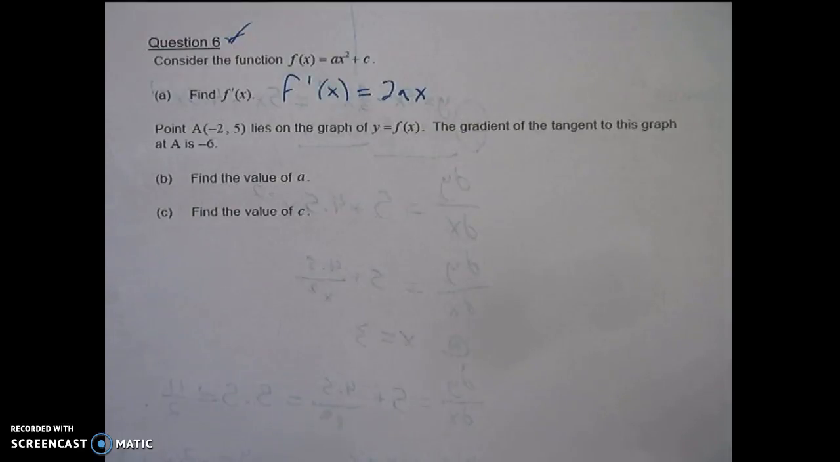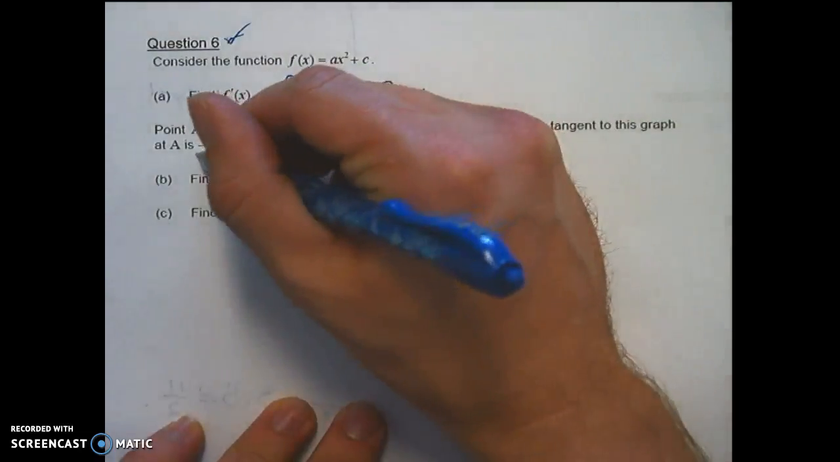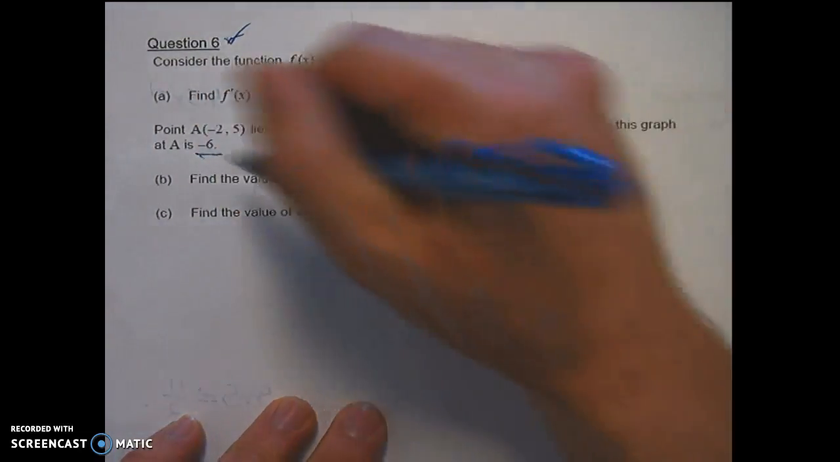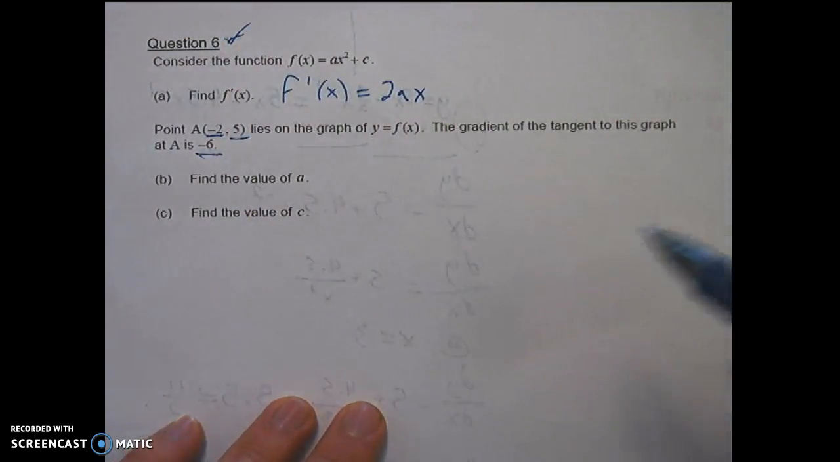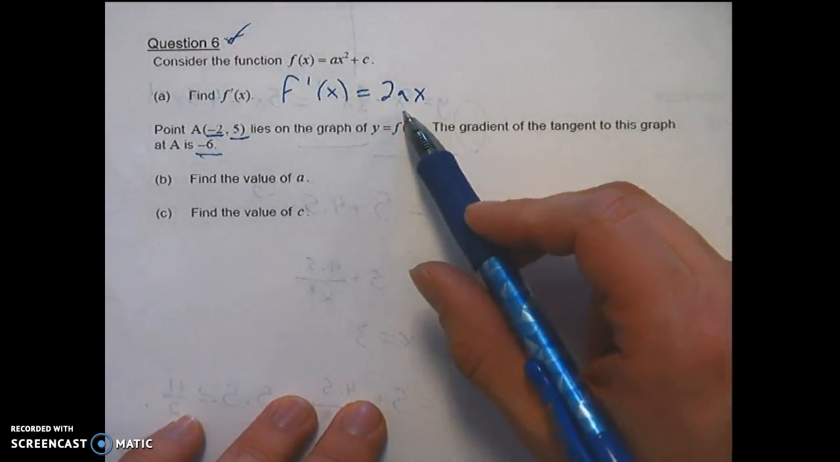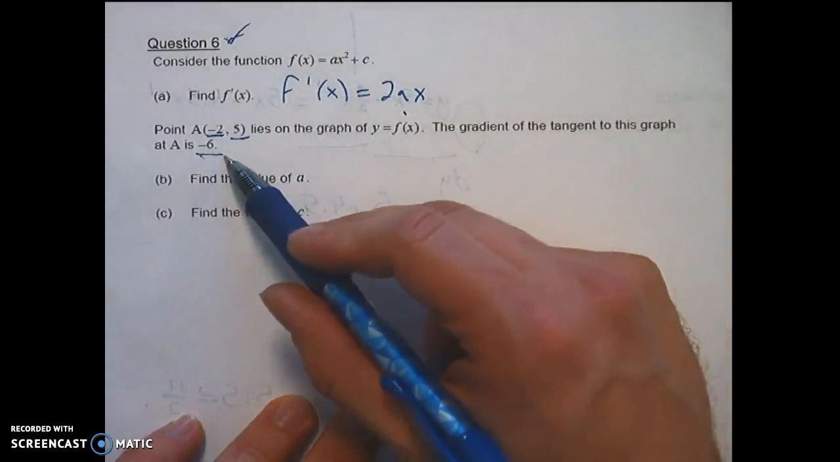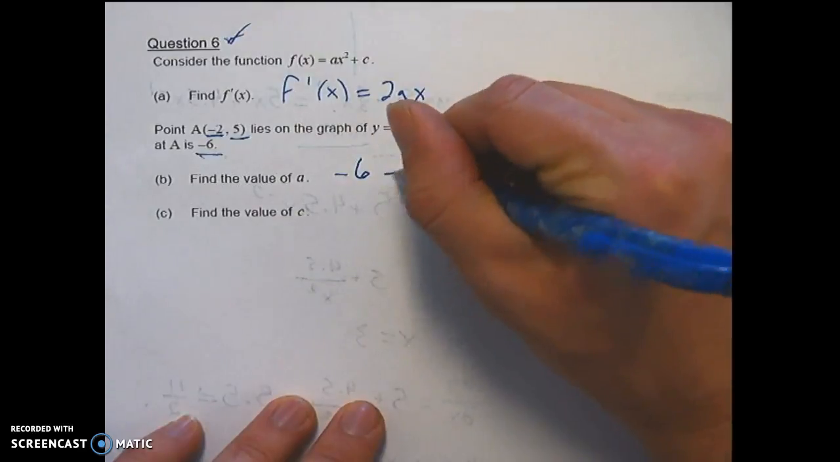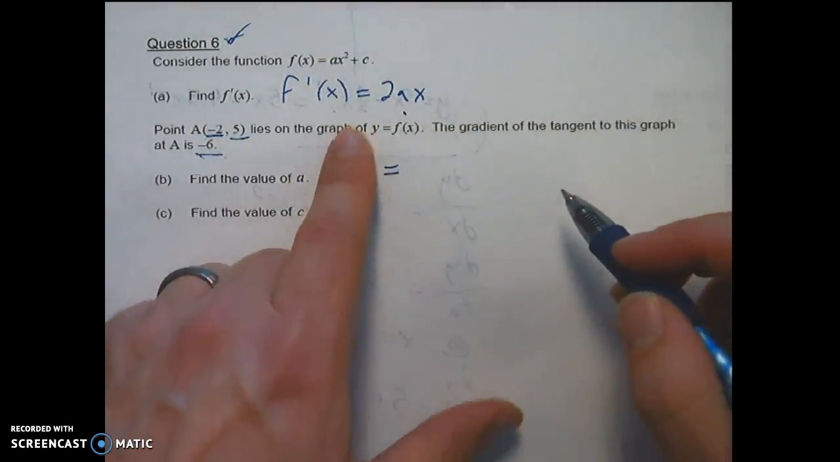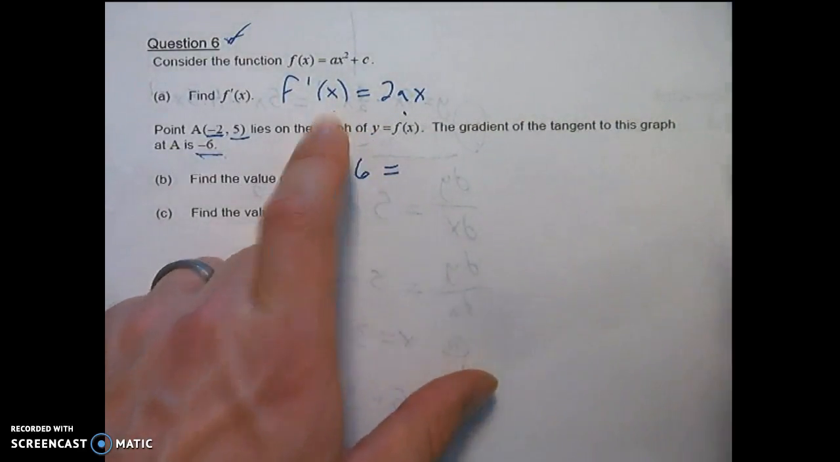Point A is negative 2 comma 5, and it lies on the graph of y equals f of x. The gradient of the tangent to this graph at A is negative 6. Find the value of a. So what's given? We've got a gradient, a value of x, and a value of y, and I'm supposed to find the value of a. I can do that by substituting the gradient into the gradient function.